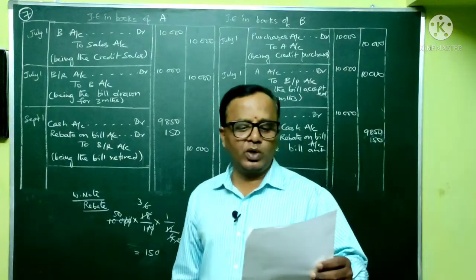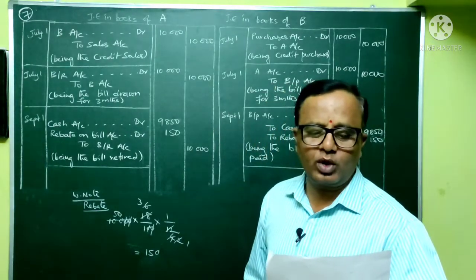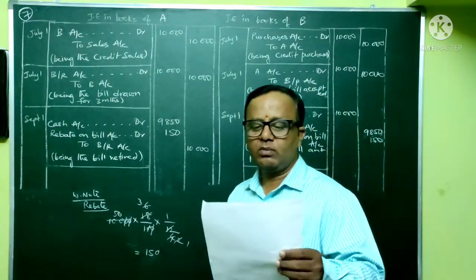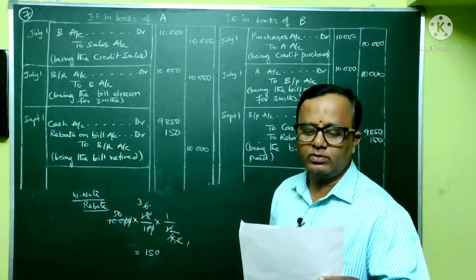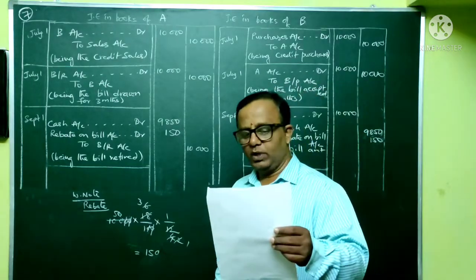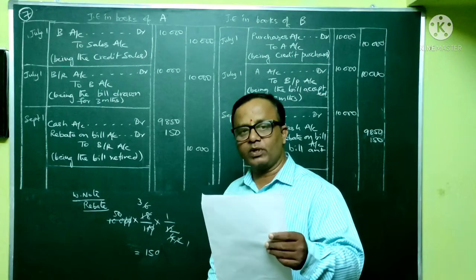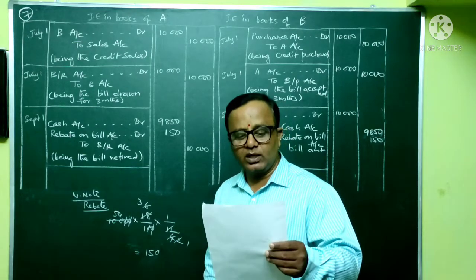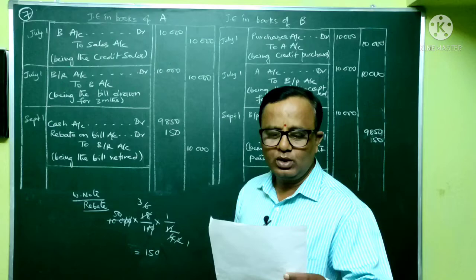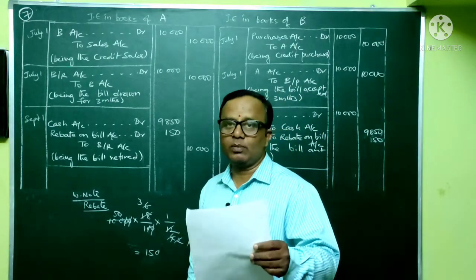A sold goods to B for 10,000 on 1st July and drew upon a 3 months bill for the amount. B accepts the bill and returned it to A. 1 month before the due date, B retired the bill under a rebate of 18% per annum. Pass the journal entries in the books of A and B. So simply this problem is a retirement problem.